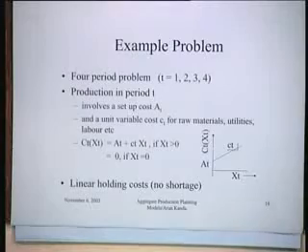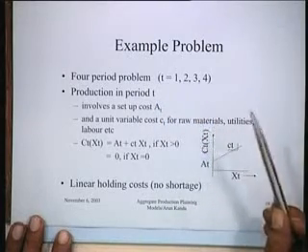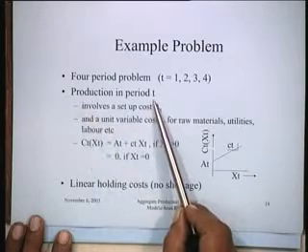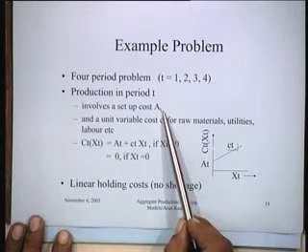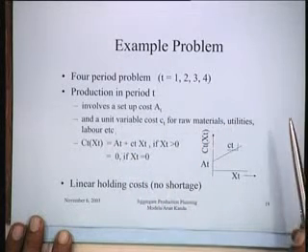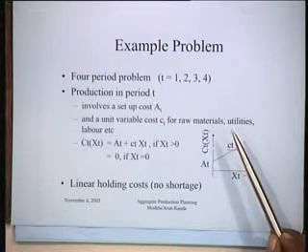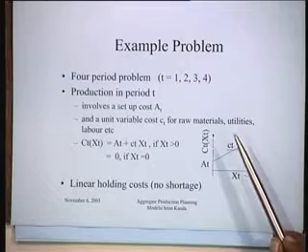And for defining our problem, let's consider a situation that we are dealing with 4 periods as before. T is equal to 1, 2, 3, 4. And the production cost in period T involves a setup cost AT and a unit variable cost CT, which is for raw materials, utilities, labor, etc. Because labor costs, utilities and raw material costs are generally dependent upon the quantity of material produced. The quantity of raw materials produced, right? For instance, if you are talking about car manufacture, the total amount of steel per car is, let us say, X. The total amount of steel for 50 cars would be 50X, right? That's what we are assuming.